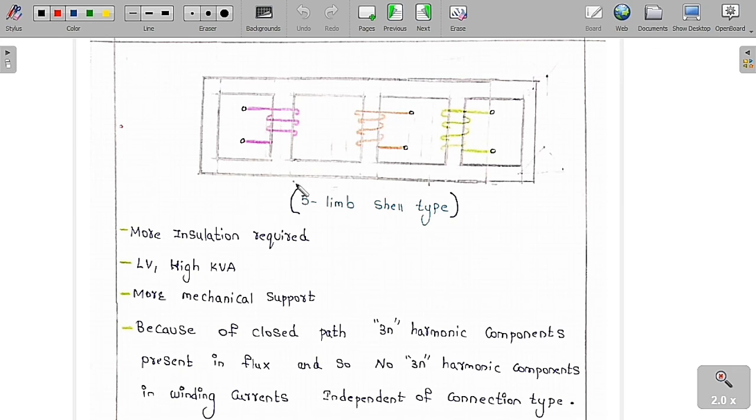Now let us take another example, a 5-limb core. So limb 1, limb 2, limb 3, limb 4, limb 5. Now you can see clearly this is going to generate fluxes ΦA, ΦB and ΦC. So now this is a 5-limb shell type.